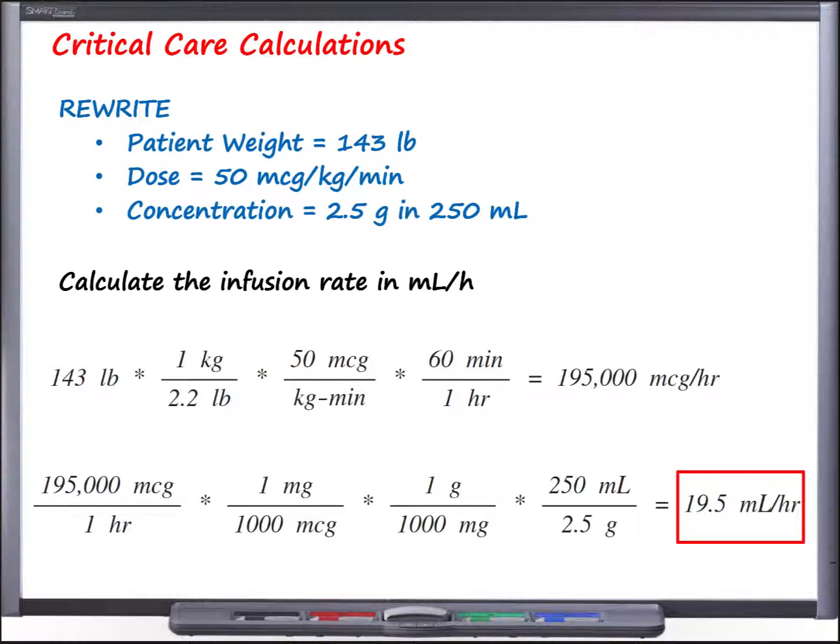That's the infusion rate in volume per time, milliliters per hour, that would provide the correct dose, which is 50 micrograms per kilogram per minute, for our patient who weighs 143 pounds. So hopefully that's kind of working backwards, but that is the correct infusion rate we would need in this sort of critical care type setting.